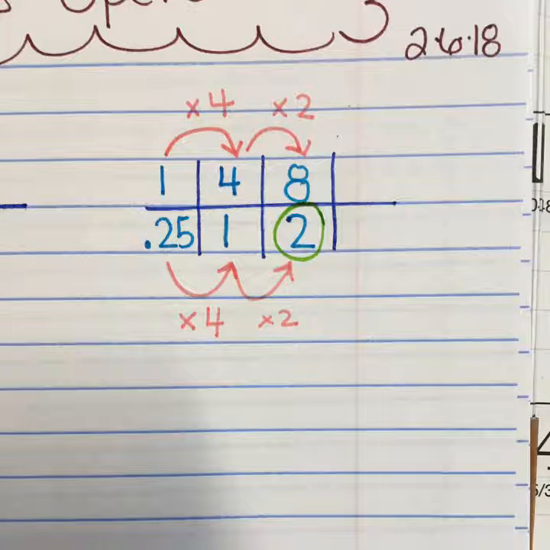Now I must do the same thing on the top. So 1 times 4, or multiplied by 4, is 4. And if you can see, I need to get to 8. So I know that 4 times 2 is 8, so that must mean I have to multiply my 1 whole on the bottom by 2 as well. And 1 times 2 is 2. And that's the same answer. So 25 hundredths times 8 is 2, and 8 times 25 hundredths is 2.